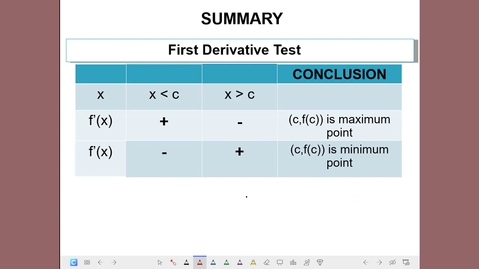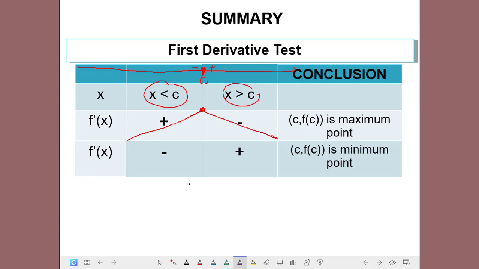Okay, so using the table, the first derivative test. This is C. If you do a number line, this is C, and this is plus or minus. This is more than C, less than C. Okay, x less than C, x greater than C. For f prime of x, it is positive, the gradient is increasing, then decreasing. So this is a maximum. We can say this point is a maximum point.